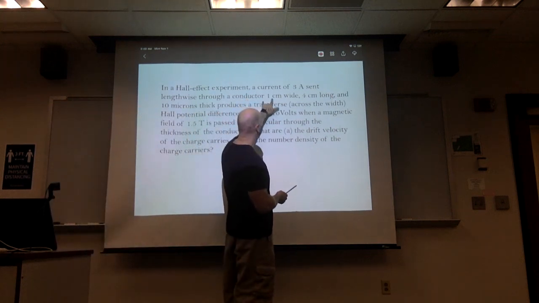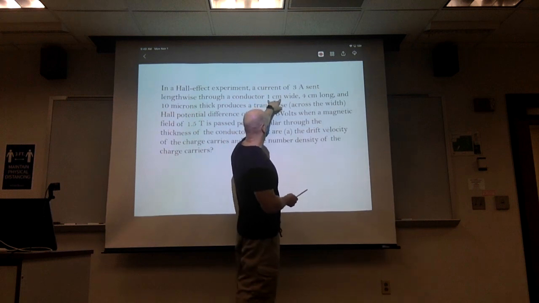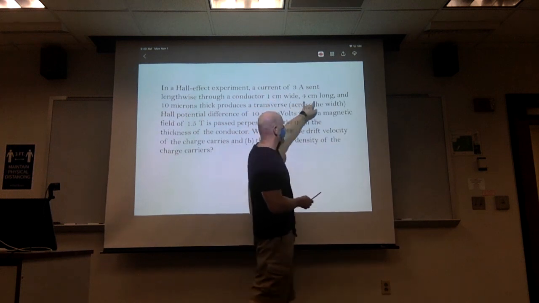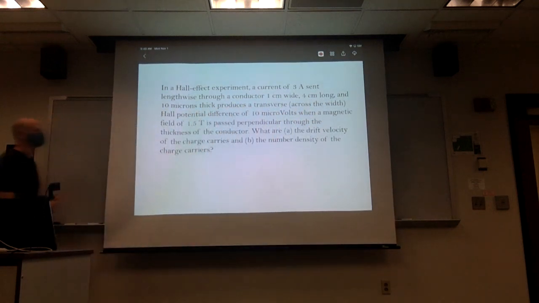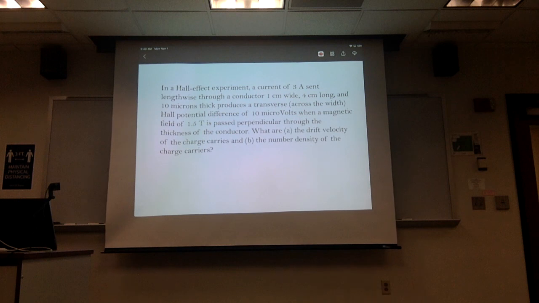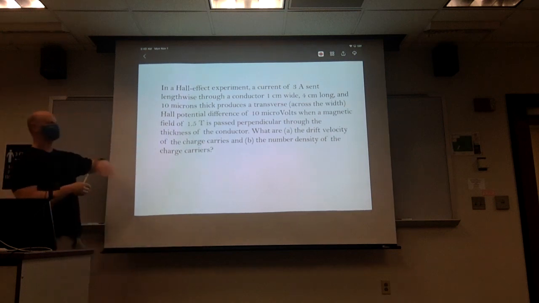This thing runs lengthwise, has a width of 1 centimeter instead of 1.8 centimeters. It's 4 centimeters long, and then has a thickness of 10 microns instead of 1 millimeter. It has a Hall potential of 10 microvolts instead of 1.02 microvolts, and is in a magnetic field of 1.5 Teslas instead of 1.2 Teslas. But otherwise, it asks all the same questions.